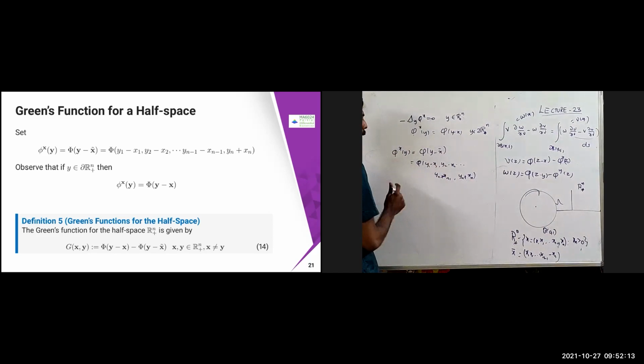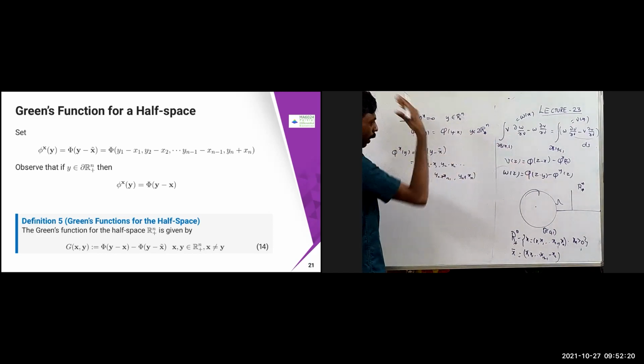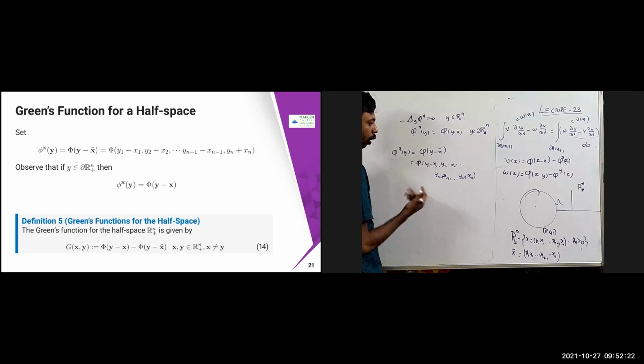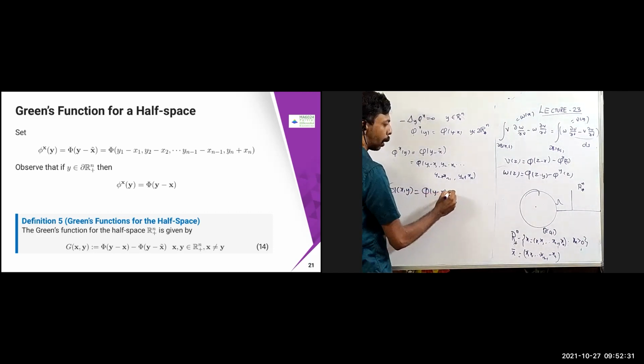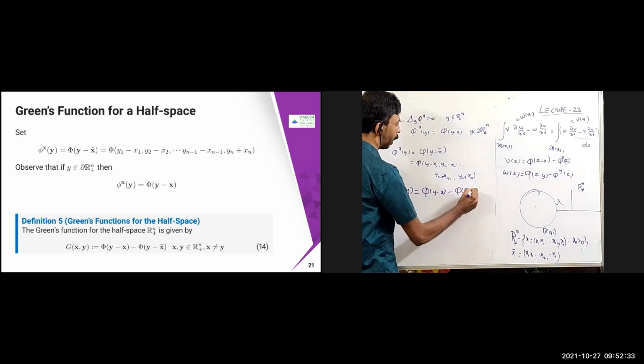So in that case, it is satisfied. For the remaining part there is no problem, because you get the same thing in the Green's function. So in this case, you set your Green's function as follows: G of x y equal to pi of y minus x minus pi of y minus x bar.